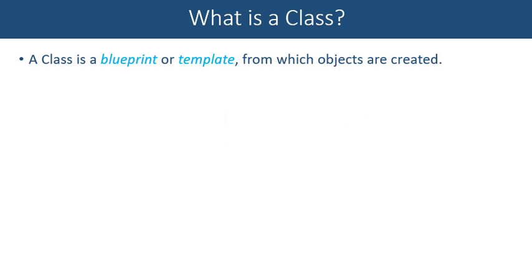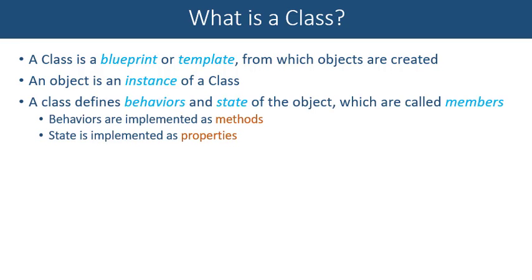Let's first learn some important terminology. So what is a class? A class is a blueprint or template from which other objects are created. An object is an instance of a class. A class defines behaviors and state of the object, which are called members. Behaviors are implemented as methods and state is implemented as properties. Properties can have getters and setter methods. These are special methods which are fired when value of a property is retrieved or set.